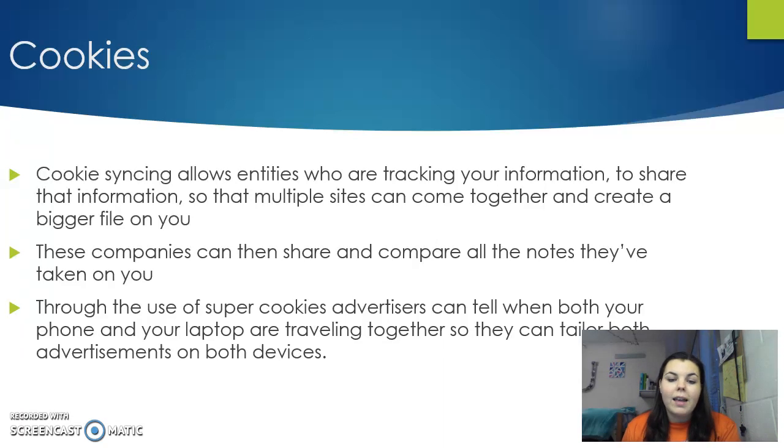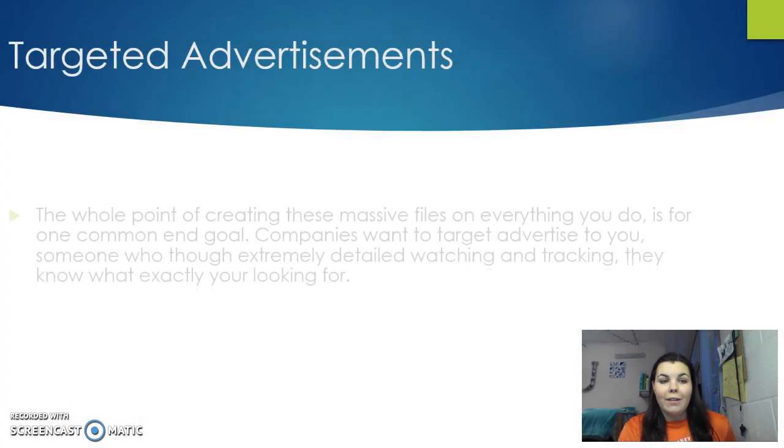Through the use of super cookies, advertisers can then tell when your phone and laptop are traveling together, so they can tailor advertisements on both devices. So this works when your computer and iPhone, or any phone, happen to be hooked up to the same Wi-Fi, they can see where the phone and device go all the time, and they notice a similar traveling pattern with the two, so then they realize that the computer and the phone have to be used by the same person. They take both files of information on the two that they found, compress them into one and make one huge file about what you've been doing. This is all used for target advertisements.